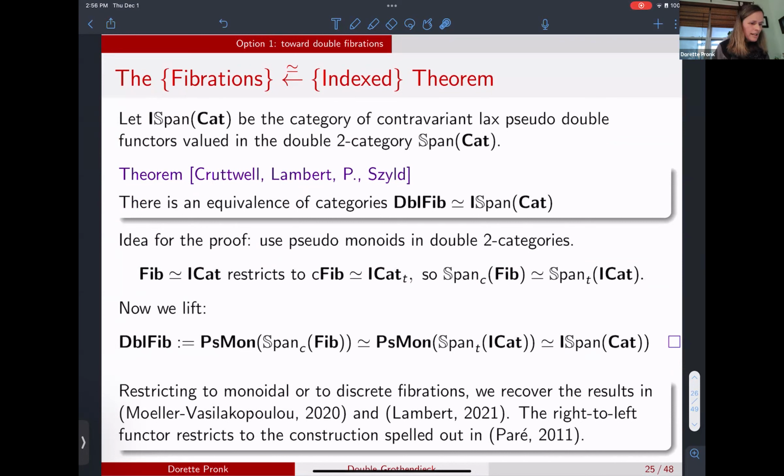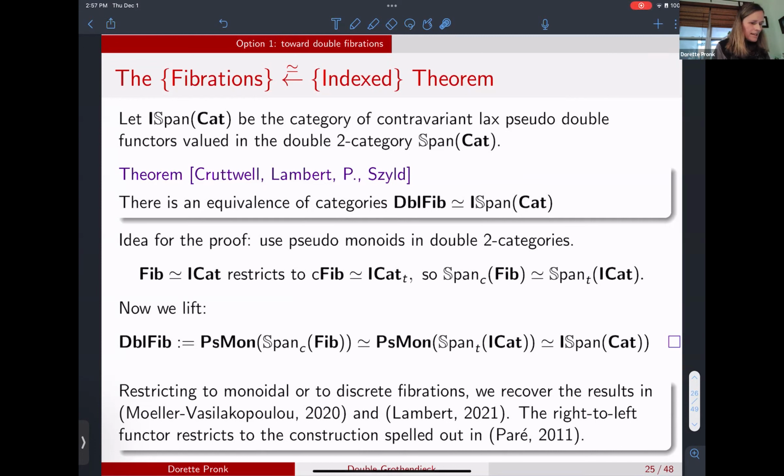And the way to see that is to first say, okay, we start with the traditional one. We restrict ourselves to CFib and ICat with the strict transformations. Then we can take span over both of those. And then we lift with the same technique that was used by Joe and Christina in their paper in 2020 to get the results via the monoidal fibrations. I'll leave the story for another day or go read the paper.